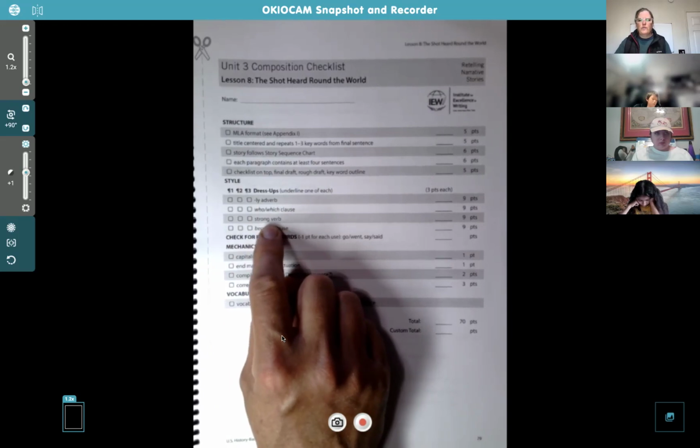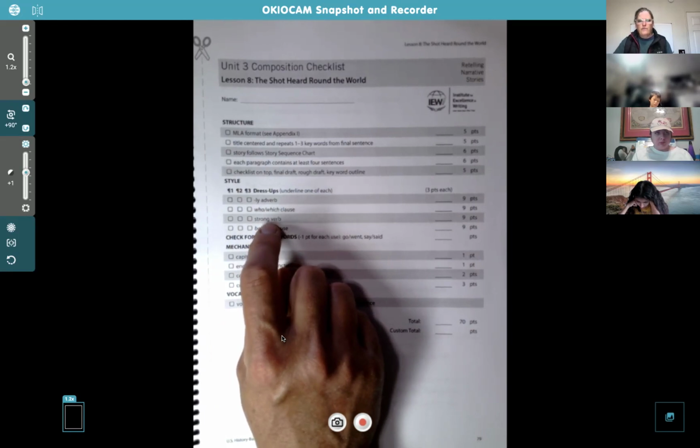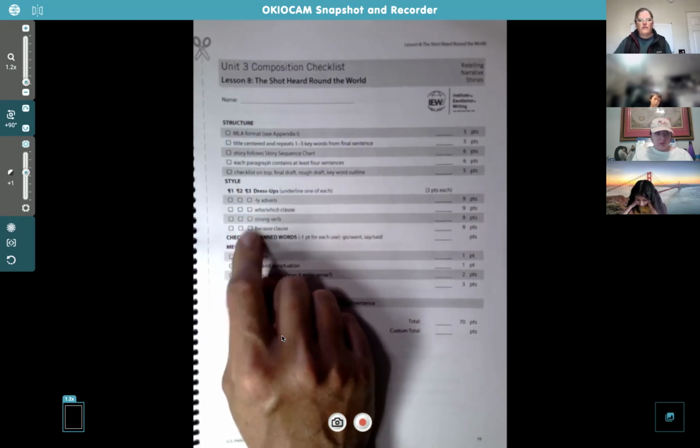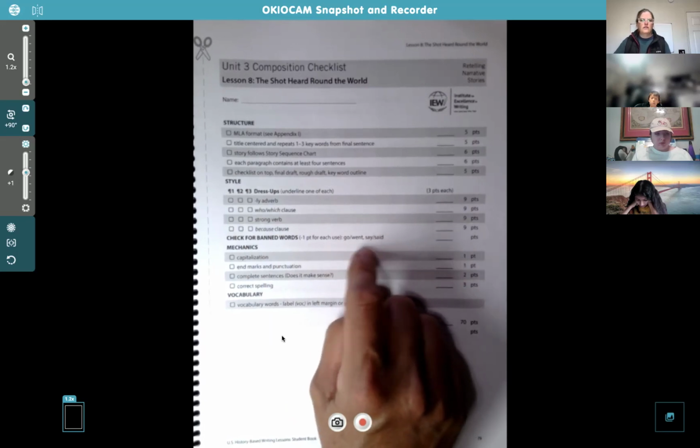The strong verb, that's just an action word. So don't use words like go or went. Those are not considered strong verbs. So you would use traveled or marched or journeyed or ran, an action word that they did. The who, which clause and the ly adverb. So you need one of each of these in each paragraph. Here are the banned words: go, went, and say, said. So don't use those. Use something else other than those.